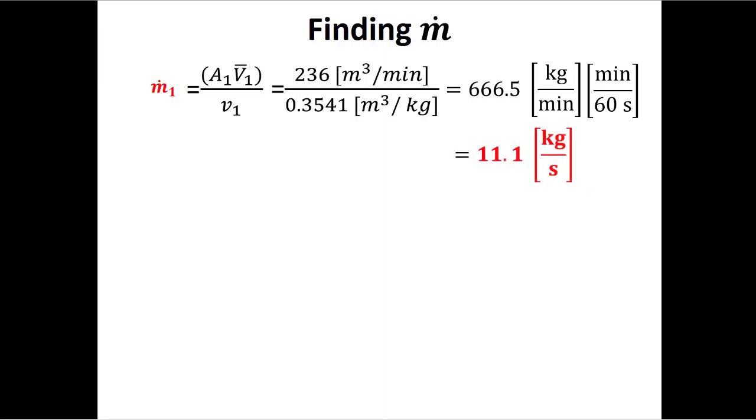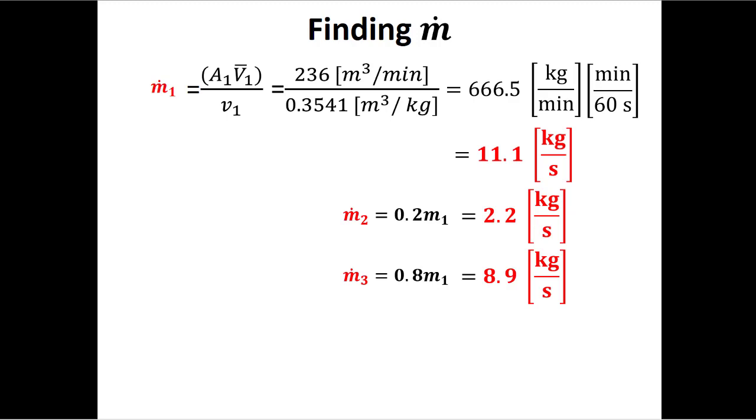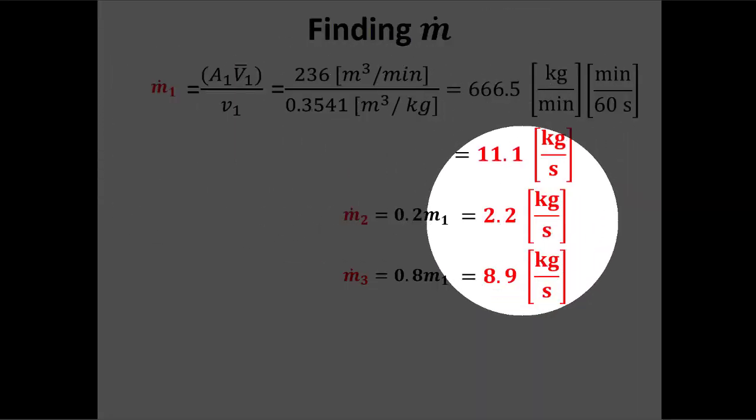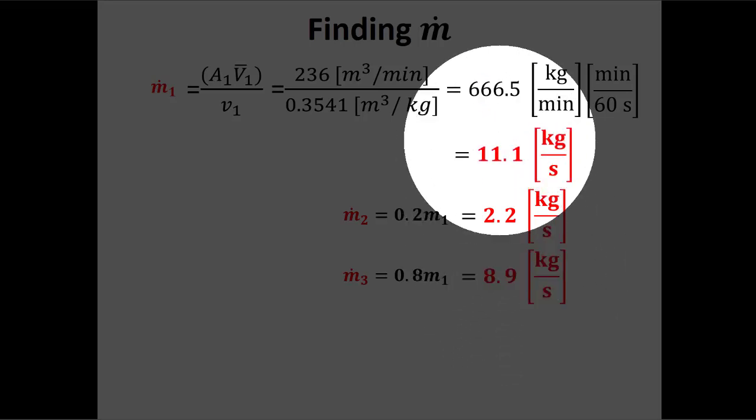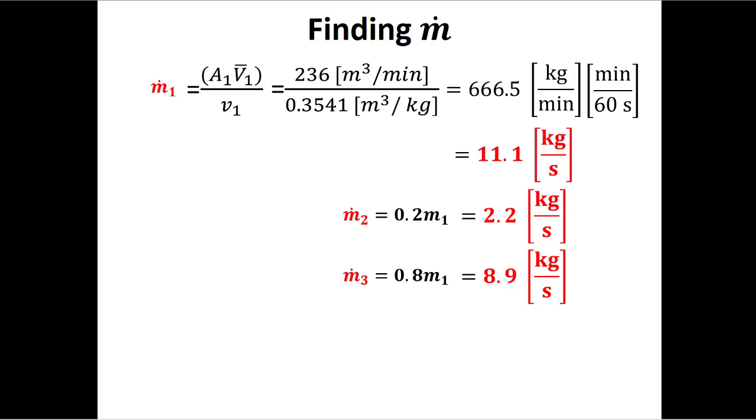I see that this becomes 11.1 kilograms per second. I know that m dot 2 is 0.2 times m dot 1, so that's 2.2 kilograms per second. I know that m dot 3 is 0.8 times m dot 1, and that's 8.9 kilograms per second. I could double check this by remembering that m dot 1 is equal to m dot 2 plus m dot 3, so 8.9 plus 2.2 does equal 11.1. So that's good. I can't prove that I'm wrong.